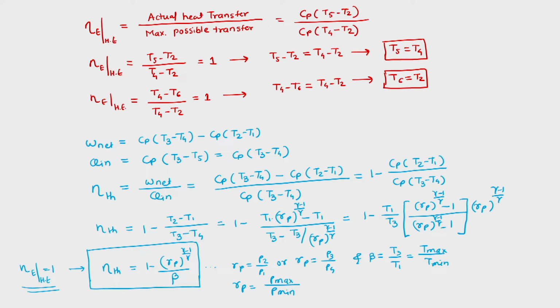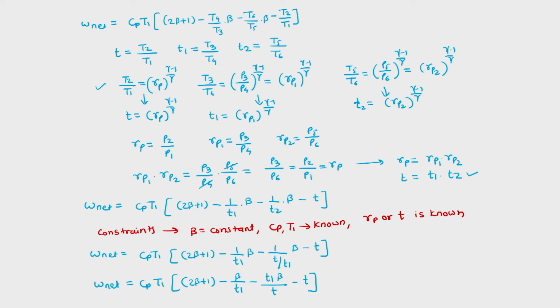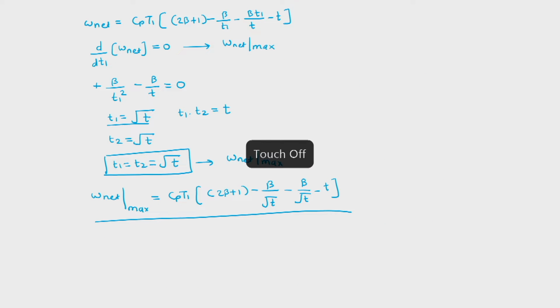Basically heat exchanger is used for getting maximum efficiency, and reheater is used mainly for getting maximum work output. So in last class we saw how to find efficiency with heat exchanger. This is the formula for efficiency of heat exchanger. Then we saw for reheater, and found that this is the W net formula for reheater.